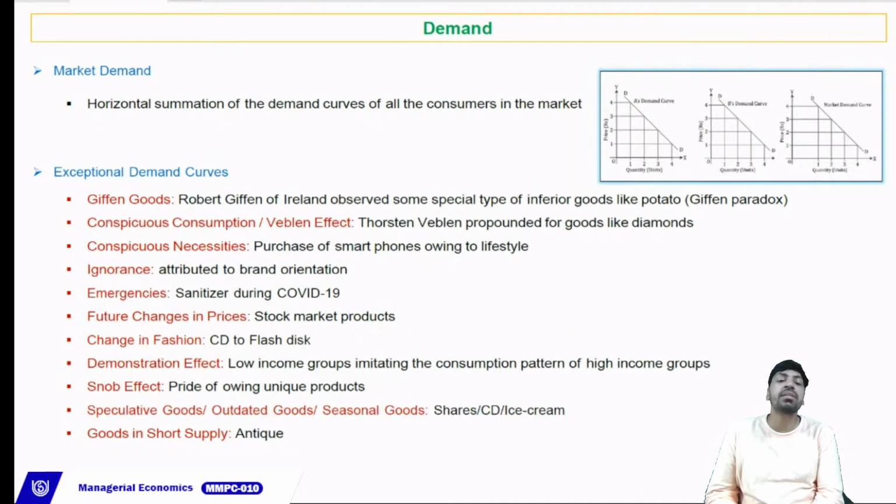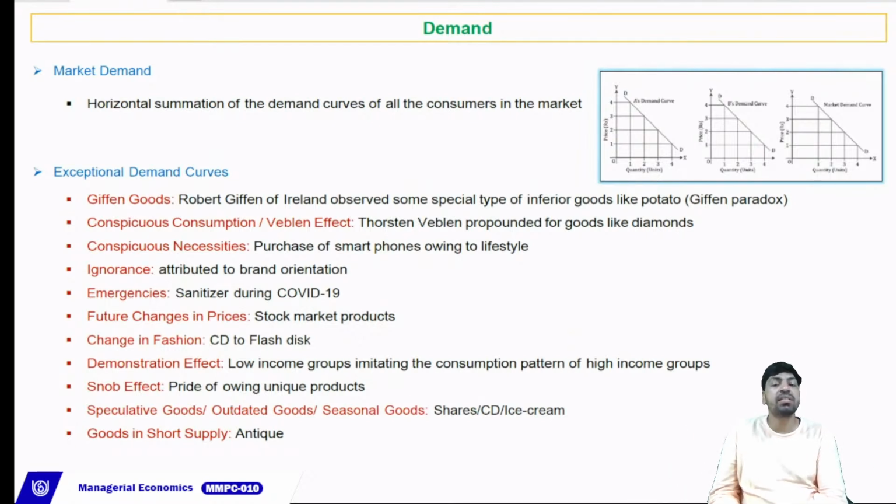Emergencies like sanitizer during COVID-19. Future changes in stock prices, on what basis the stock would increase or decrease in future. Change in fashion. In the traditional days CDs would be used in computers, but at the present time there are no CDs required. There are flash discs, flash cameras, and even new technologies for scanning documents and photos. That is called the change in fashion.